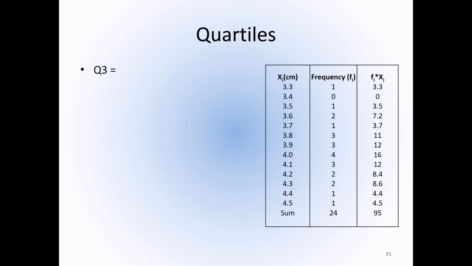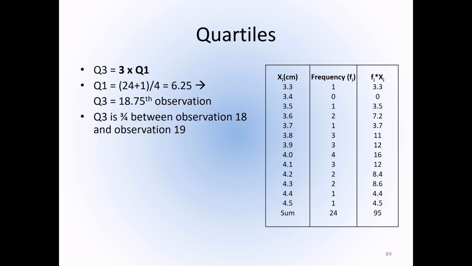For quartile 3, again, we have a variety of different ways to measure this, but the way I prefer to do so is to multiply quartile 1 by 3. So let's do that. So we can take our quartile 1, multiply that by 3, and quartile 3 is the 18.75th observation. So quartile 3 is 3/4 of the way between observation 18 and 19. And this is important in this particular case because observation 18 and 19 are different.